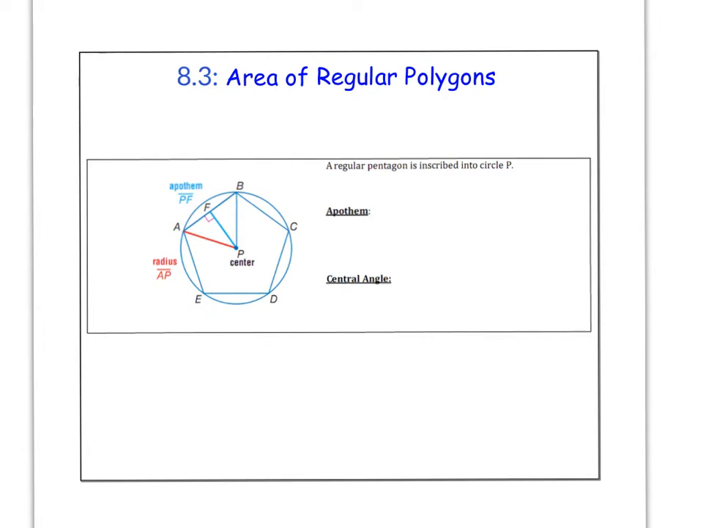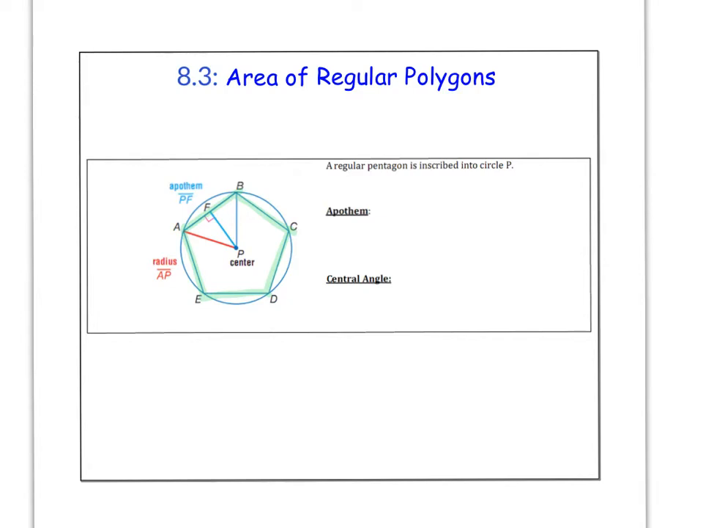Today we are going to do Unit 8, Lesson 3, and we're going to learn how to find the area of regular polygons. Polygons, remember, are closed figures that are made out of straight segments. If I outline this in green, ABCDE is a polygon. In fact, it is a pentagon because it has 5 sides. A pentagon is a type of polygon.